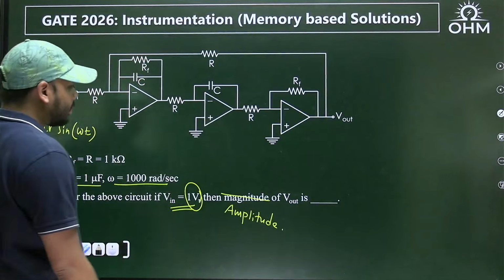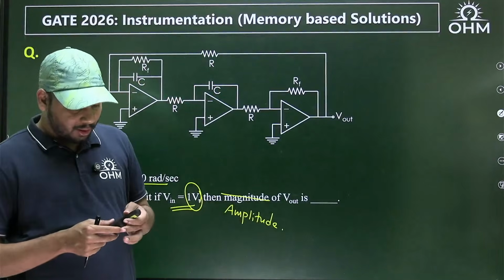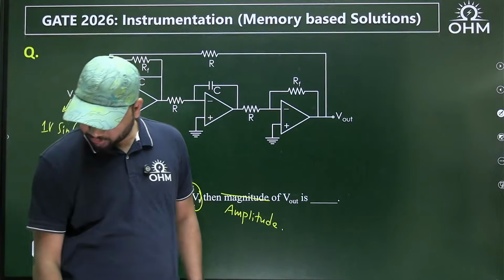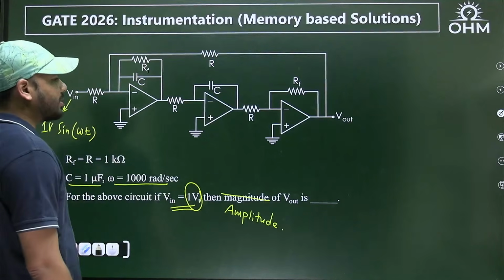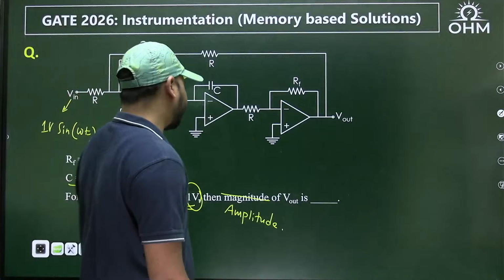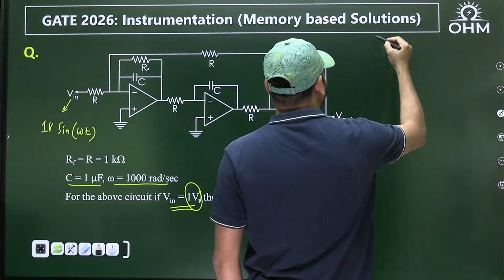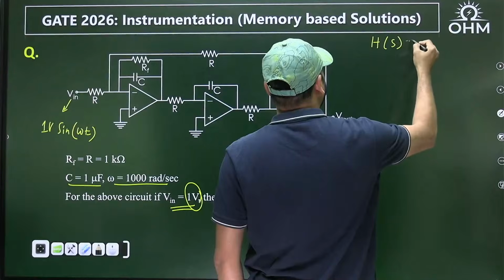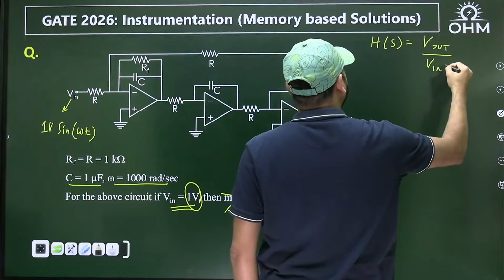So don't worry about feedback. Negative feedback means what? You can use virtual short. Yes. So you can use virtual short and find the transfer function. The only way to find the amplitude of V out is by finding the transfer function. So the transfer function is what? Like H of S, which is V out divided by V in.